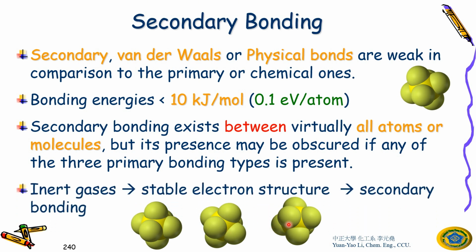Unless these two molecules are very far away from each other, there is no physical bond. So in inert gases, with their stable electron configuration, the secondary bond is normally very weak because of the stable electron structure. Why? Because we are going to talk about the dipole. Remember, we talked about dipole, polar molecules and non-polar molecules. This is a non-polar molecule, so this is a very stable electron configuration.